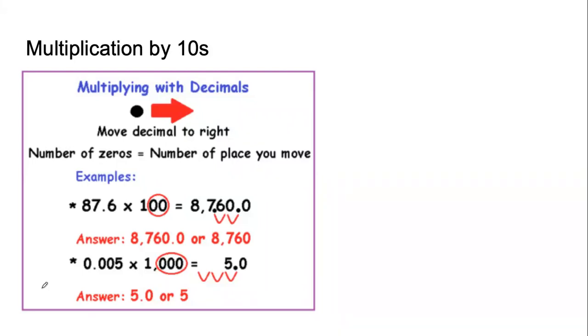So the example here is 87.6 multiplied by 100, shown clearly. What did we do? We have moved the decimal point 2 places to the right. So it becomes 8760.0 and the last 0 need not be written. So it becomes 8760. Similarly, if we multiply 0.005 by 1000, 1000 has 3 zeros. So we will have to move the decimal point 3 places to the right.